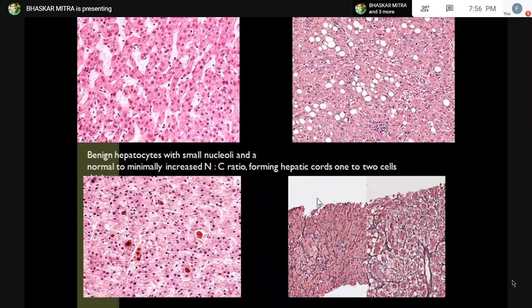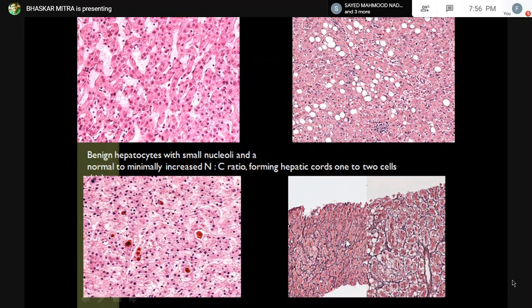Now, again, we can see these are proliferations of hepatocytes. It's a benign neoplasm, so it is a proliferation of benign hepatocytes having small nuclei and nucleoli, 1 to 2 cell layers thick. Some cases may show a minimally increased NC ratio. The hepatocellular cords are 1 to 2 cell layers thick.